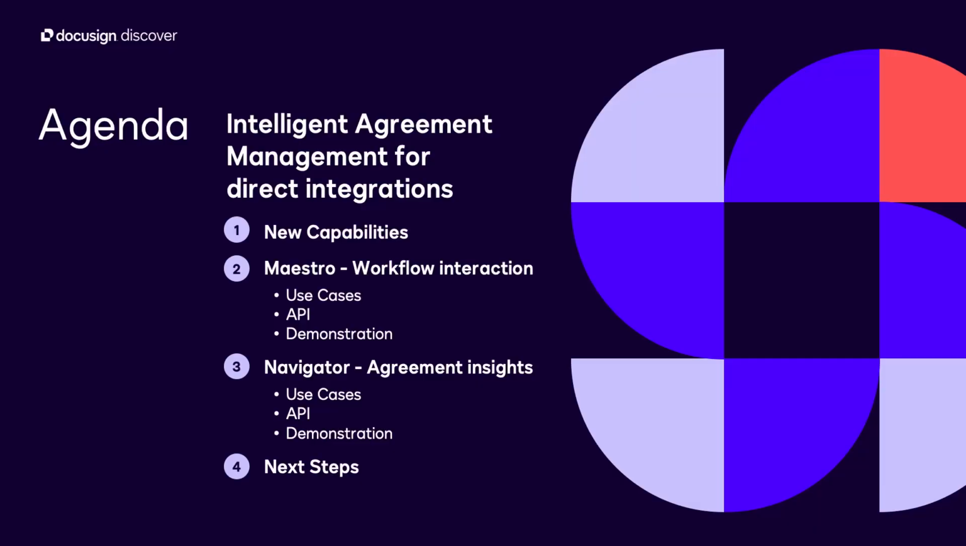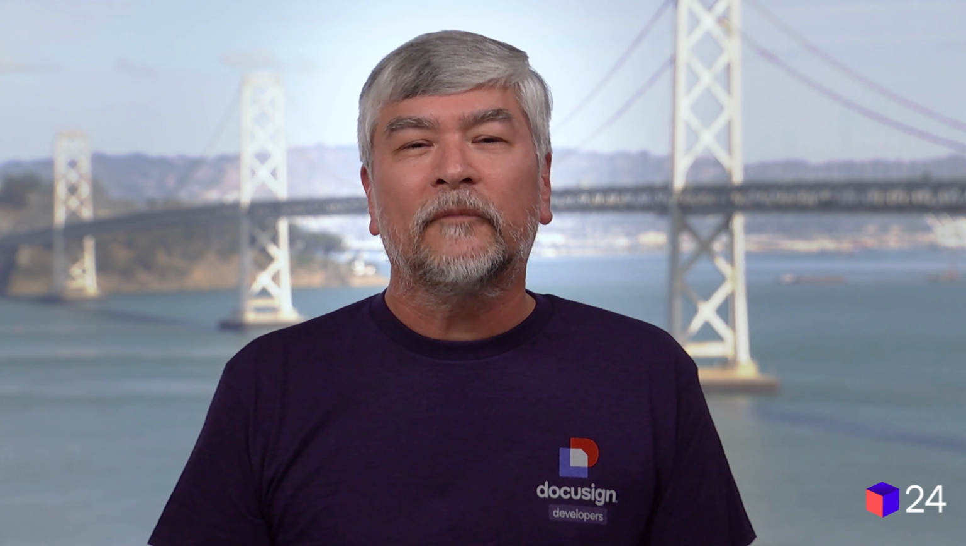Today, we're excited to dive deep into some of the newest and most exciting beta additions to the Docusign platform and the opportunities they open for developers like you. We'll take a detailed look at our new automation tool, Maestro, and how to use it, including use cases and an API demonstration. Then we'll dive into Navigator, our AI-powered repository for agreements, to get a close look at what it can do, the use cases, and give you a demo to see the API in action. Finally, we will tee you up for next steps, including an invitation to compete.